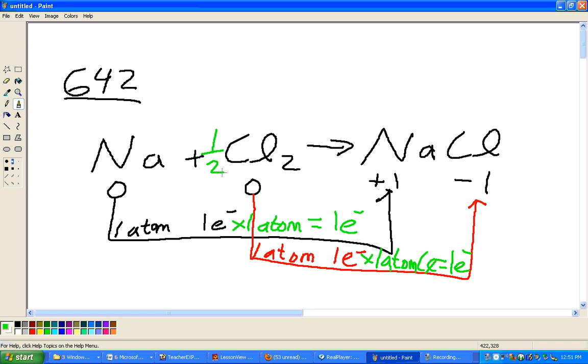If you do not like to use fractions, you could have done it by having 2 atoms here and 2 atoms here. The way that I would get 2 atoms of chlorine going over is if that number was a 1. And I would put a 2 there. And I would put a 2 there. Okay.